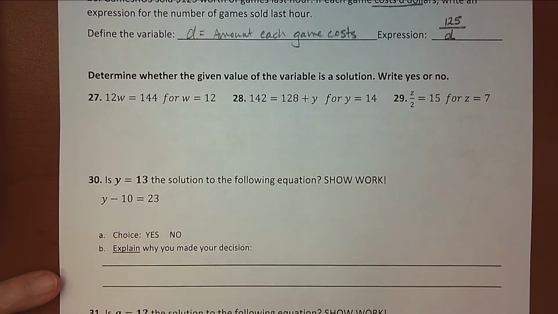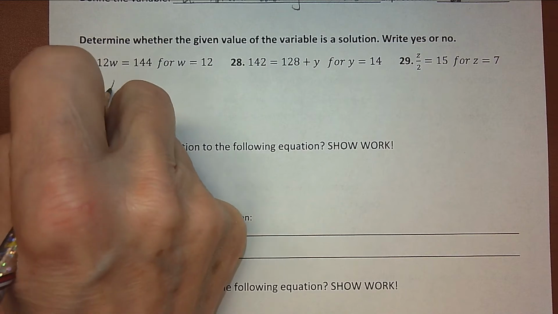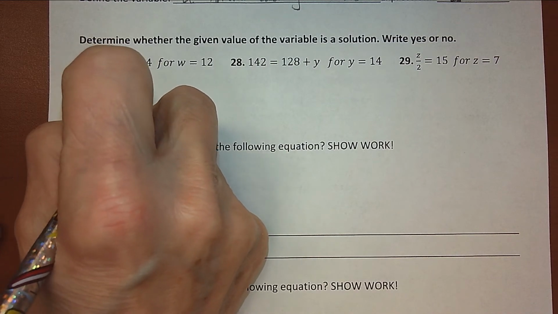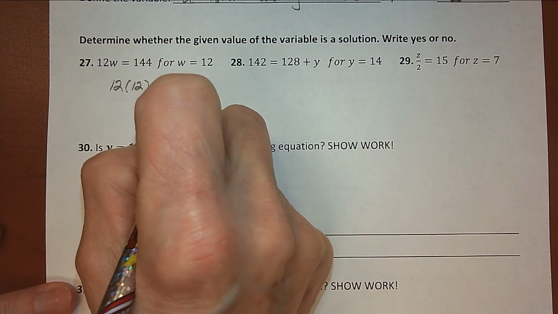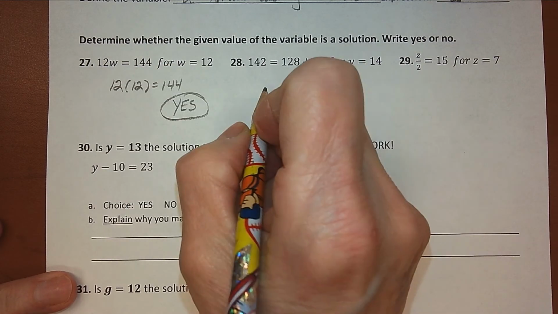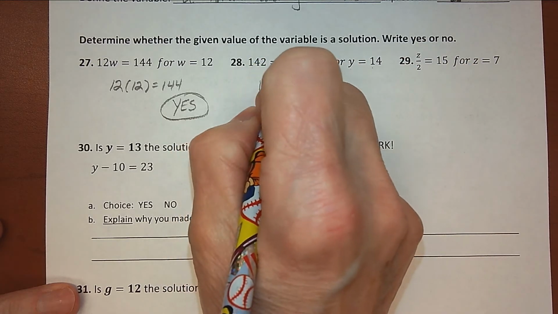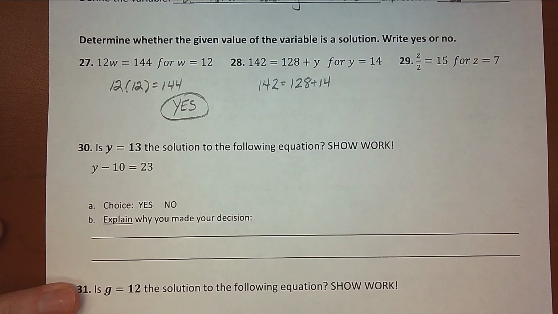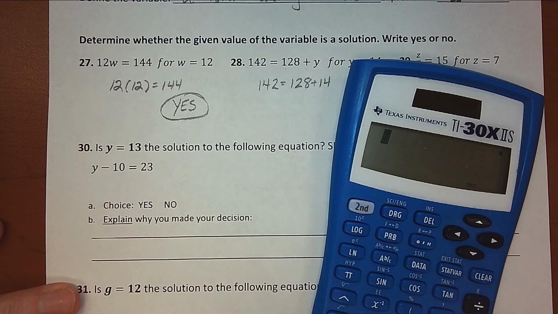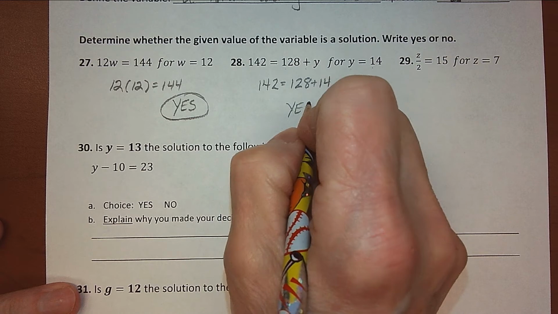All right, we're going to determine whether the value of the variable is a solution, yes or no. So we're going to take 12 and multiply it by 12 to see if it equals 144, and it does. So we'll write yes here. 12 times 12 is 144. We're going to try y equals 14 in this equation and see if it equals 142. We'll add 128 to 14. And if we get our calculator here, add 128 plus 14, or do that by hand, either way, we see that it's 142, so this one works.